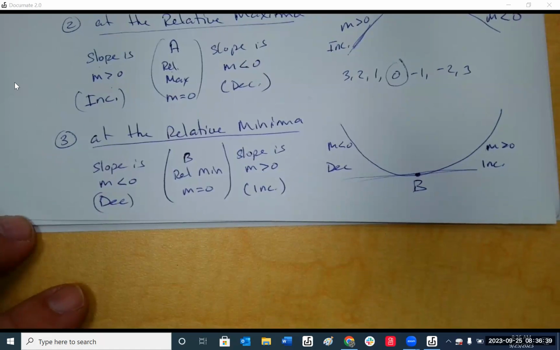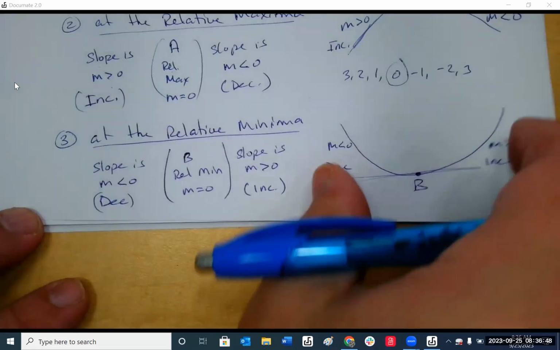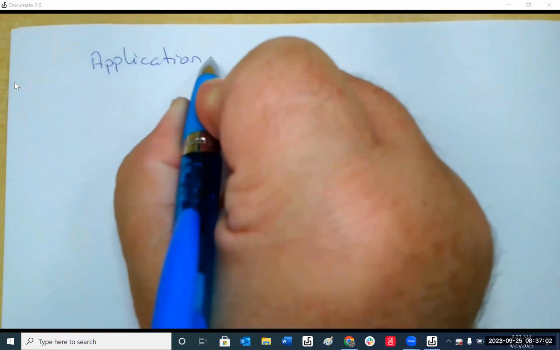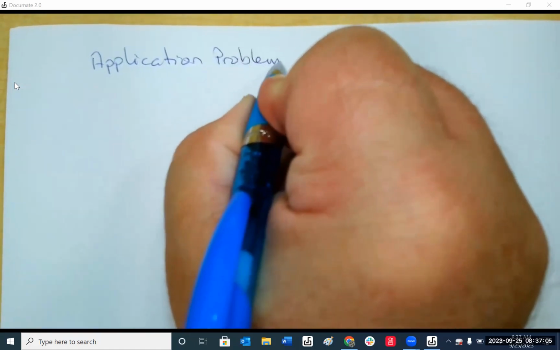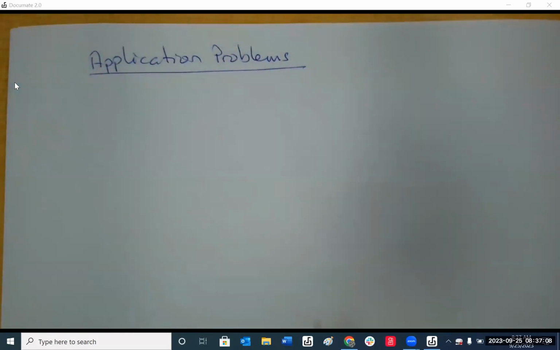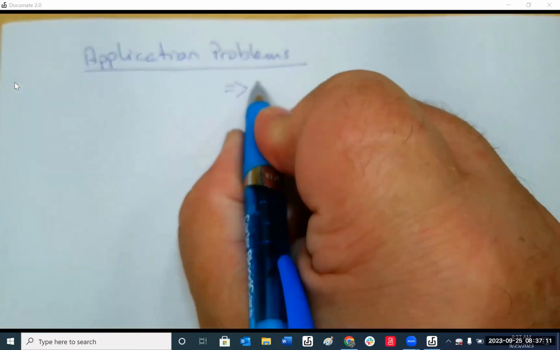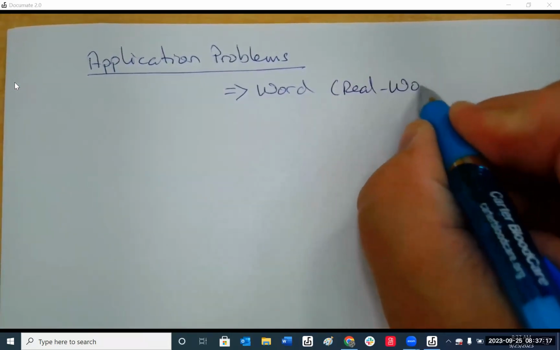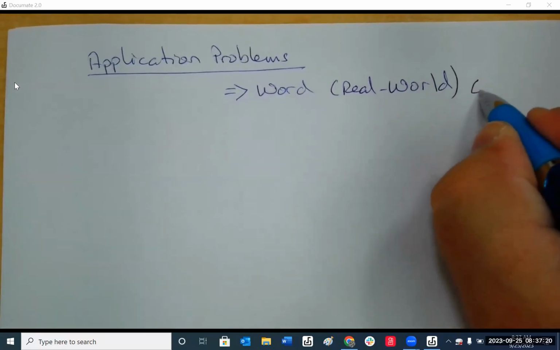Now, for some reason, the chapter takes a horrific, terrible turn. We now go to application problems. What do application problems mean? Word problems. Application problems. These are just another way of saying word or real world examples.